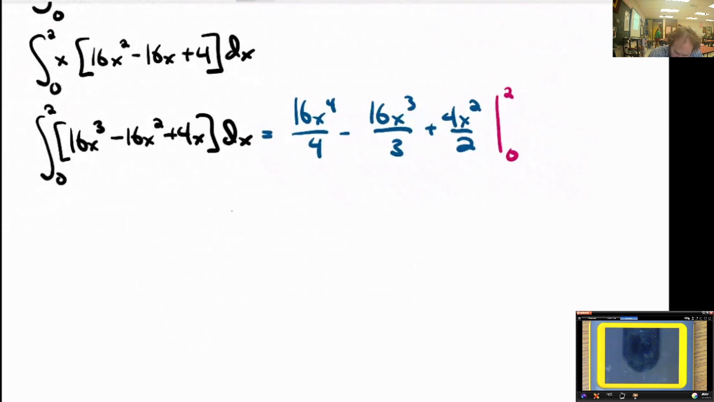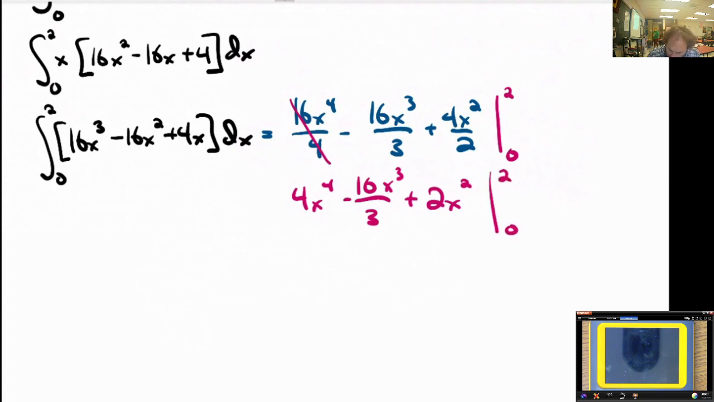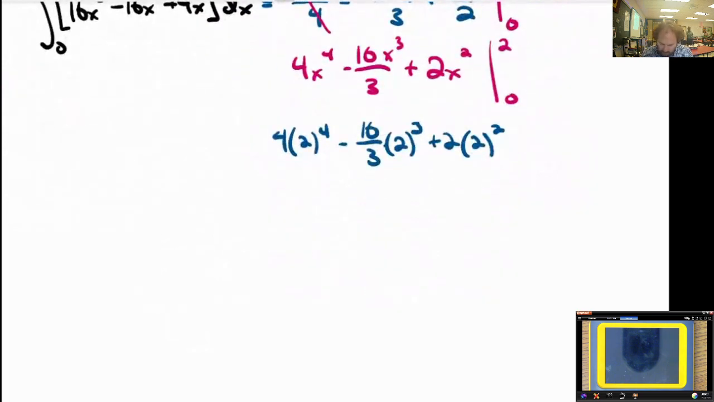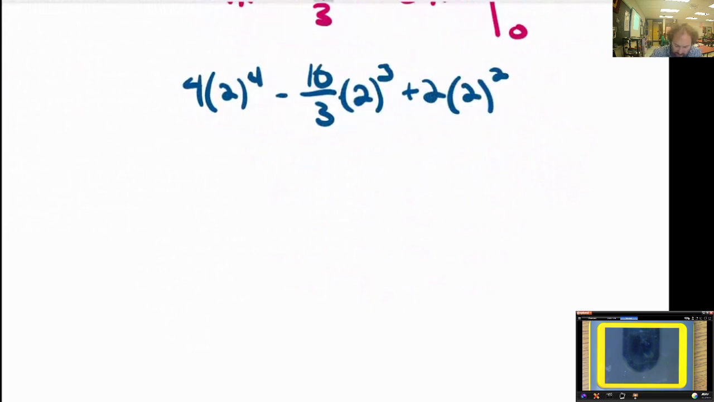We're going to clean it up a little bit, though, because 16 over 4 is 4x to the fourth. 16 thirds is just going to be 16 thirds. I can't do anything about that. And 4 over 2 is just 2. So we're going to plug in 2, and we'll get 4 times 2 to the fourth minus 16 thirds times 2 to the third power plus 2 times 2 squared. And we're just going to kind of hope something shakes out in this one, so we can get a nice, easy answer.